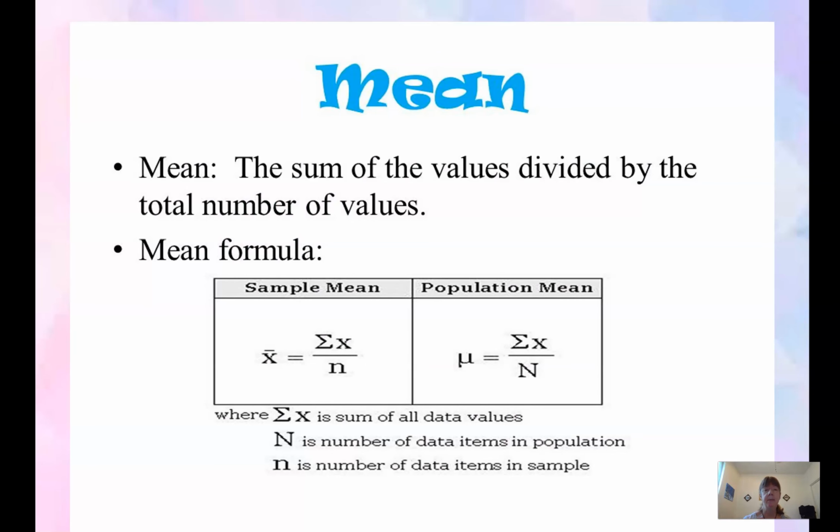Okay, so for the mean, this is the formula for it. You don't really need to know what that formula means. Someday in the future, you'll learn more about that. But it essentially means that you add up all the scores and you divide by the number of observations.